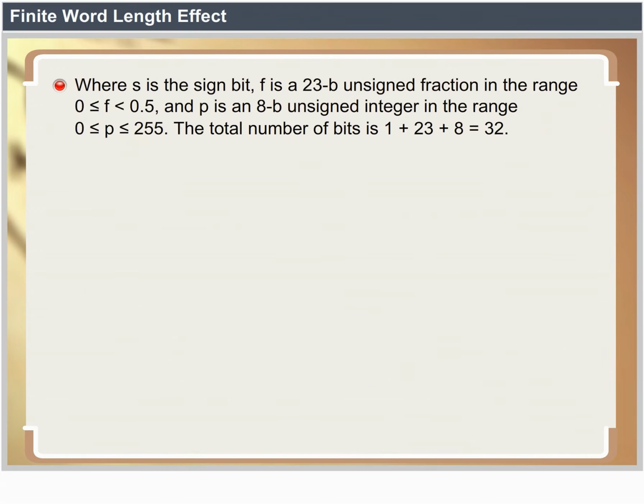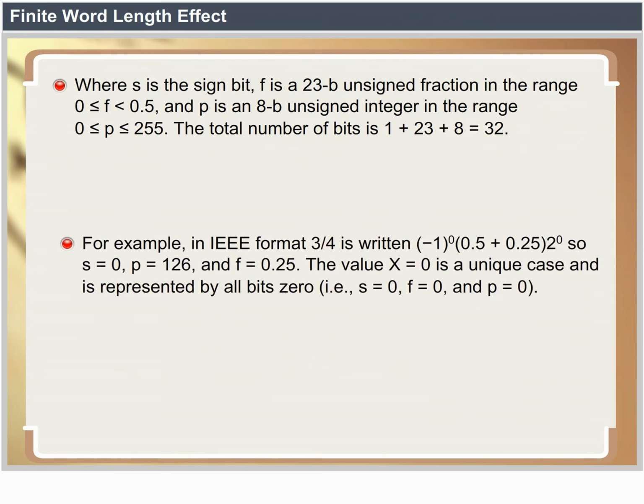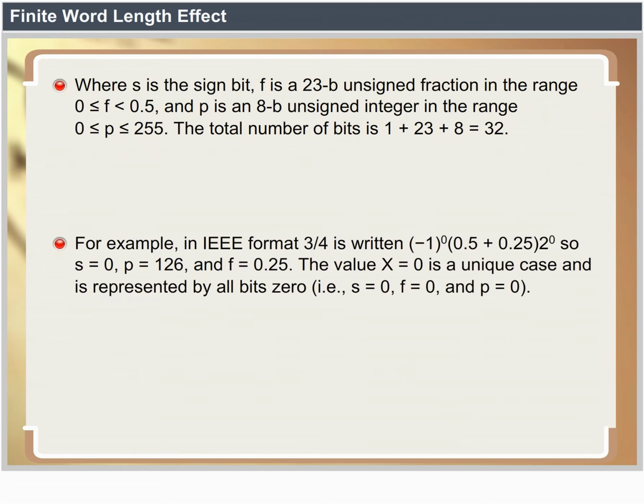where s is the sign bit, f is a 23-bit unsigned fraction in the range 0 less than or equal to f less than 0.5, and p is an 8-bit unsigned integer in the range 0 less than or equal to p less than or equal to 255. The total number of bits is 1 plus 23 plus 8 equal to 32. For example, in IEEE format, 3/4 is written (-1)^0 into (0.5 plus 0.25) into 2^0. So, s equal to 0, p equal to 126 and f equal to 0.25.